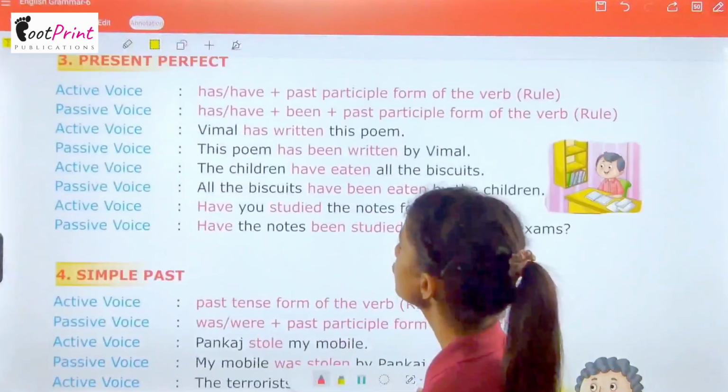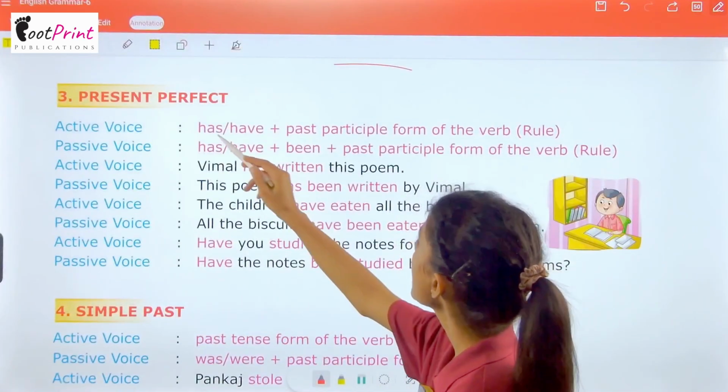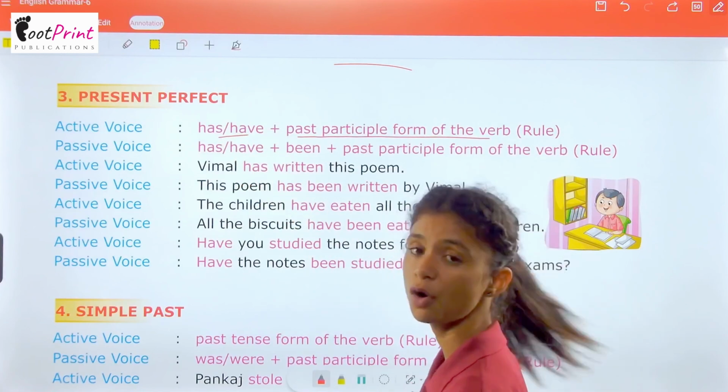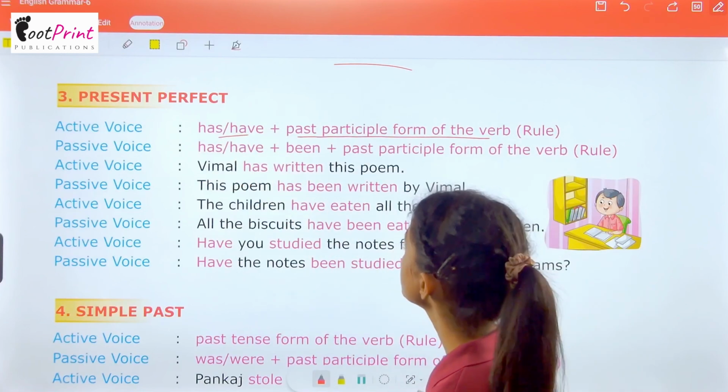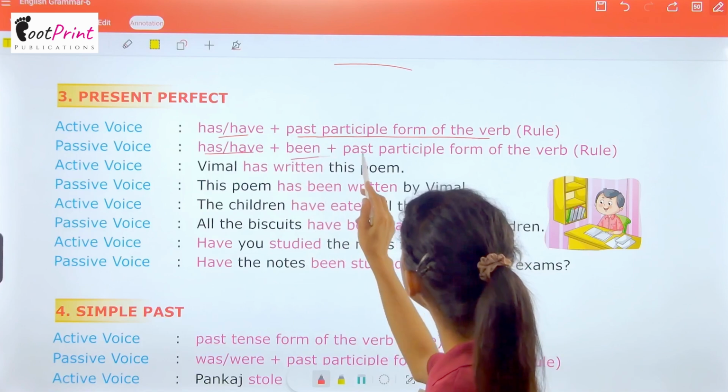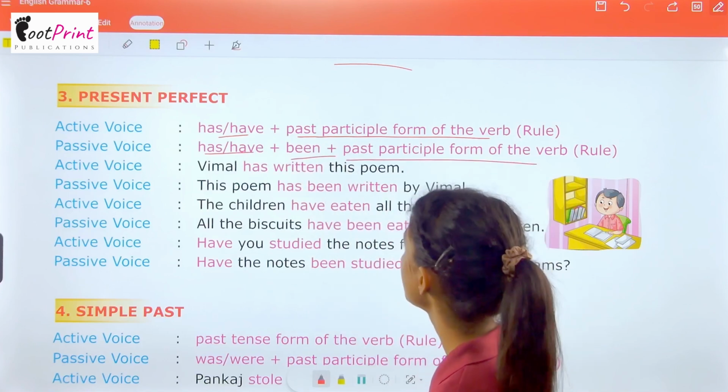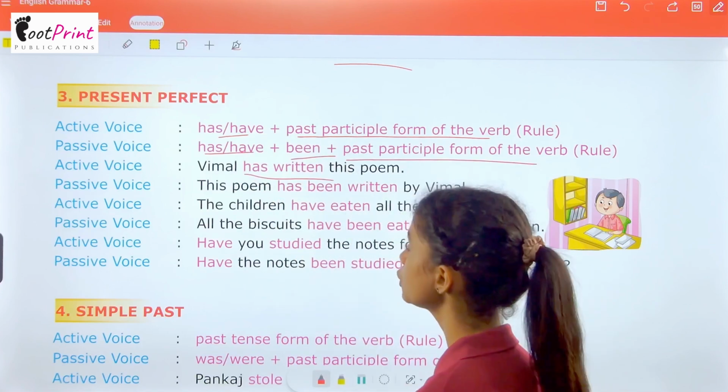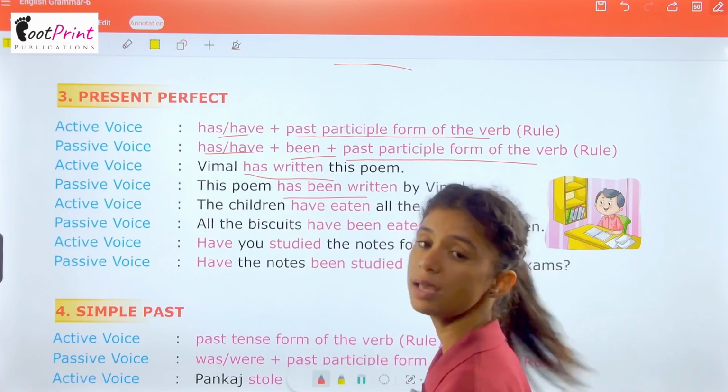Now we have present perfect. So it will be has, have plus past participle form of the verb, and when we convert it, it will be has, have plus been plus past participle form of the verb. Vimal has written his poem. This poem has been written by Vimal.